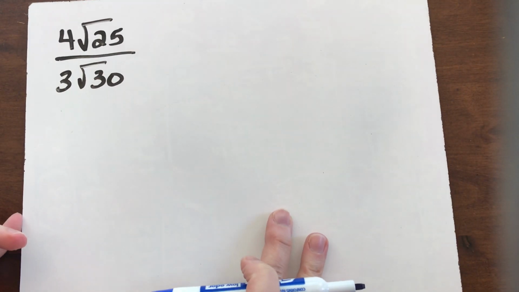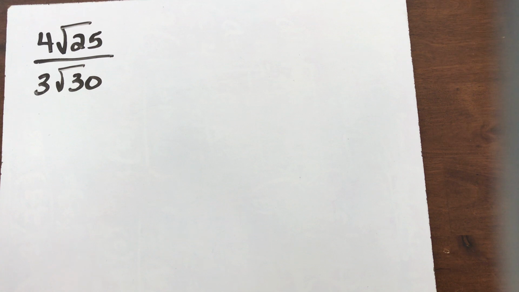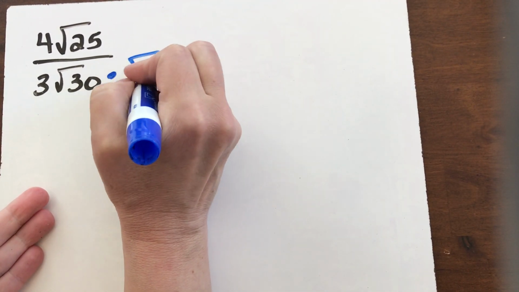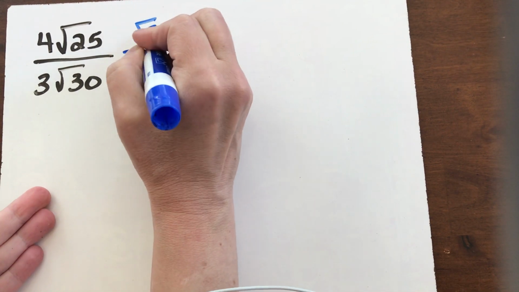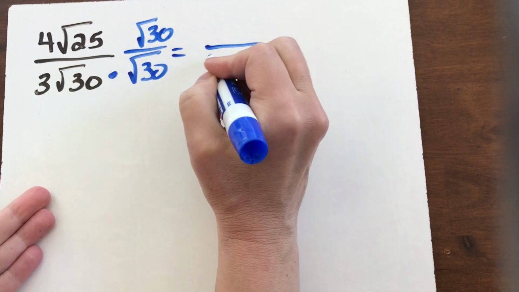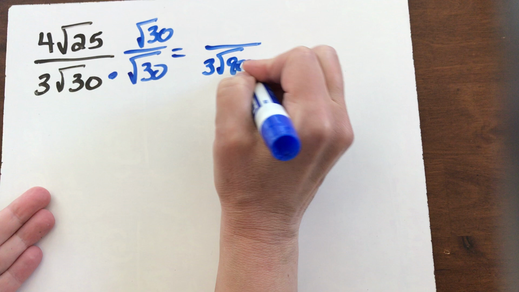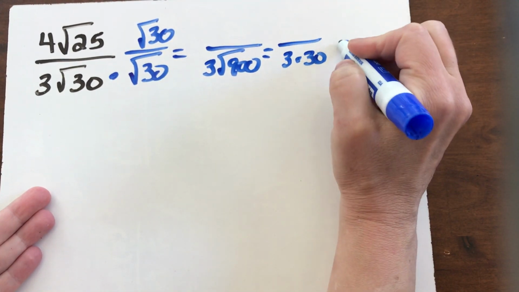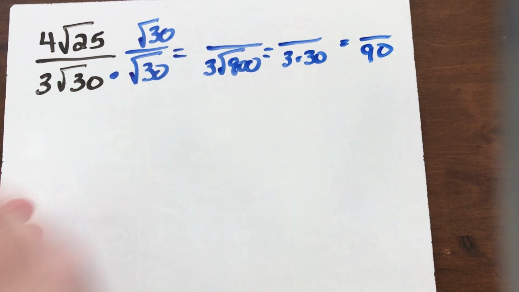All right, let's look at this one. Okay. Again, the coefficient out front does not matter. So I'm going to multiply by the radical of 30. This is going to be 3 times the radical of 900. Again, you can skip this part, which is going to be 3 times 30, which is going to be 90.